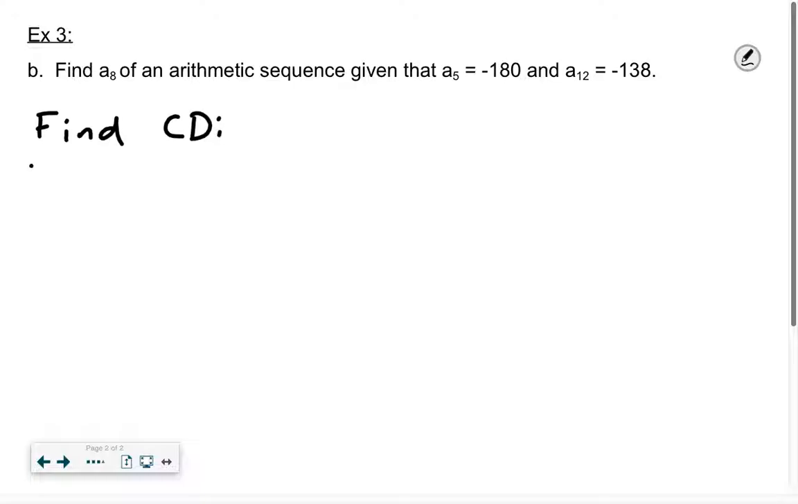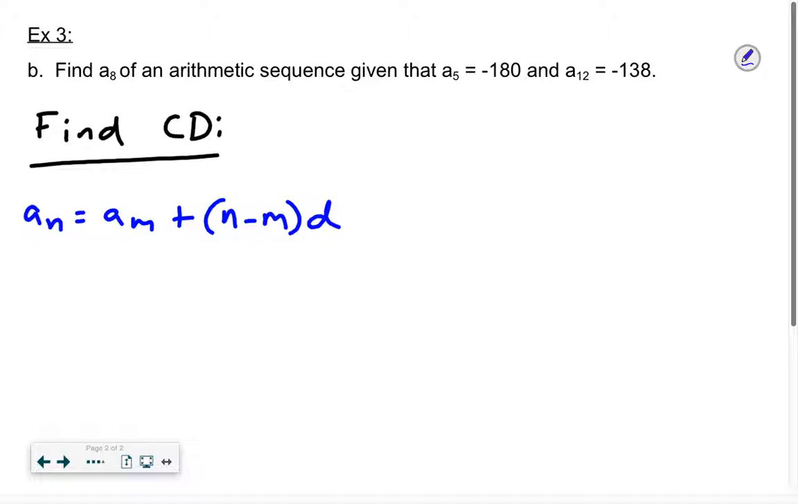I'm going to go a little bit quicker this time. A sub n minus a sub m over n minus m. I used that one again because I'm not dealing with the first term anymore. I'm dealing with the 8th, the 5th, and the 12th. What do I want my n value to be? 5 or 12? 12. It would work out again if you used 5 here. You'd just get a negative value. That's okay. So let's let the m be 5. 12 minus 5, there's our positive value we were talking about, and there's our d that we'll solve for.